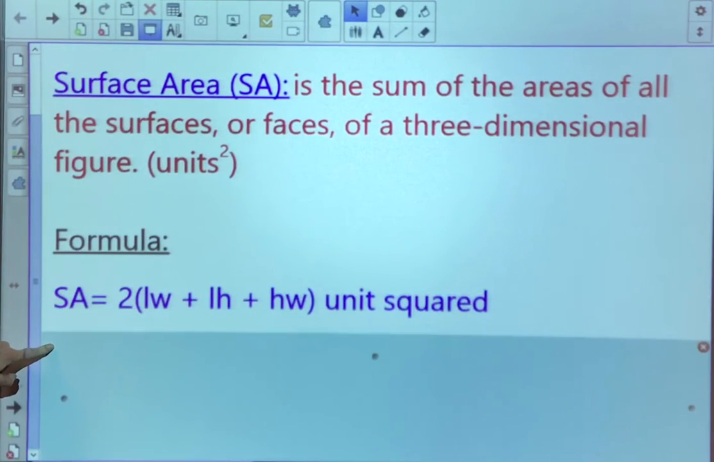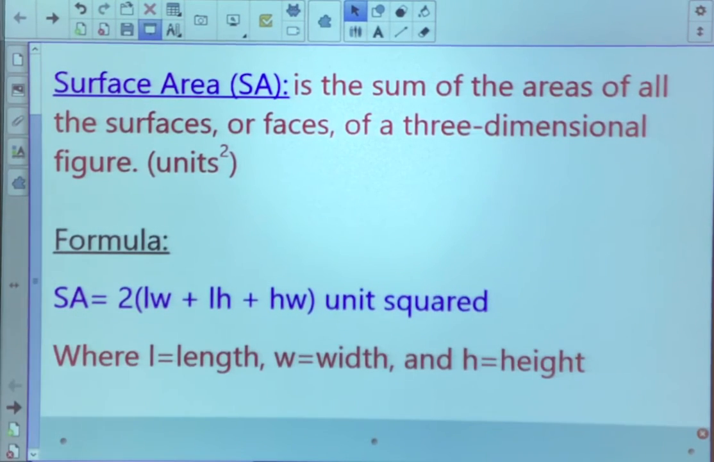The formula for surface area of a rectangular prism is 2 times the sum of the length times the width, the length times the height, and the height times the width, in units squared, where L is the length, W is the width, and H is the height. I'll give you a minute. You can pause it here to get that copied down in your notes, and then we'll work a couple of examples.